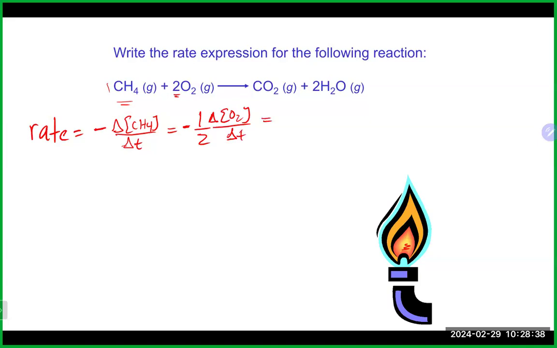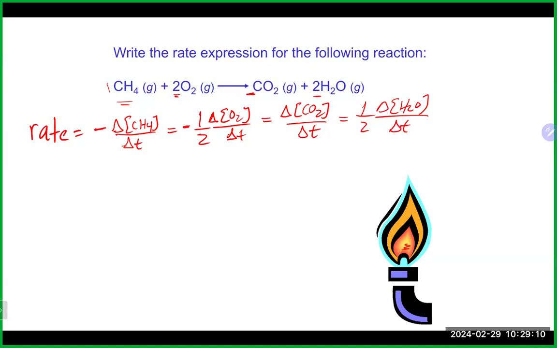Now we're heading to our product side where we would expect it to start to increase. Again, the coefficient here is 1, so we don't need 1 over 1. We also do not need the negative on the product side because it should be increasing with time. That will give us a change in the concentration of CO2 over the change in time. And that will give us 1 over 2 for our next one, which has a coefficient of 2, change in the concentration of H2O over the change in time. Any questions on that one?